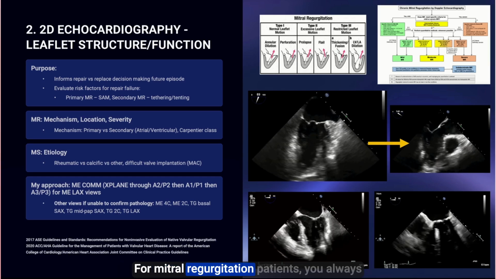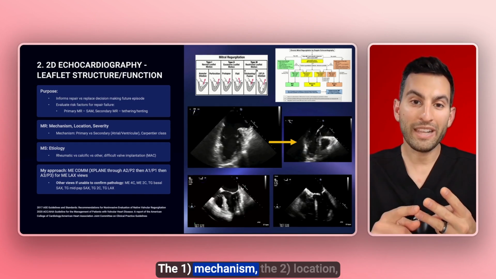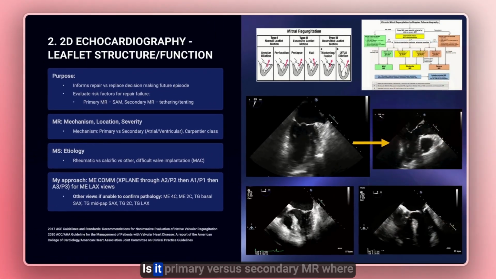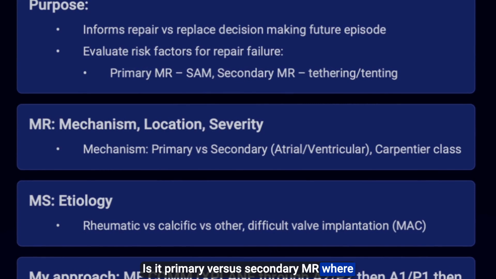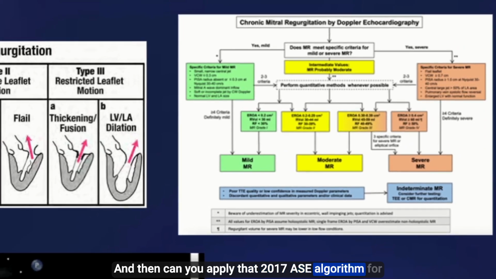For mitral regurgitation patients, you always want to walk away saying you know three things: the mechanism, the location, and the severity of the MR jet. Is it primary versus secondary MR, where you know the Carpentier class as well? Can you discern the exact location of the leaflet pathology? And then can you apply that 2017 ASE algorithm for native valvular regurgitation to determine the severity of the valve being mild, moderate, or severe regurgitation?